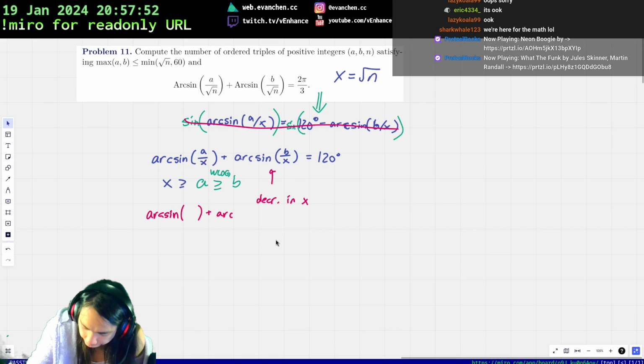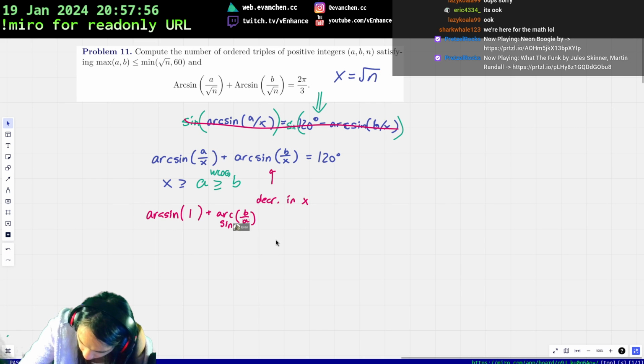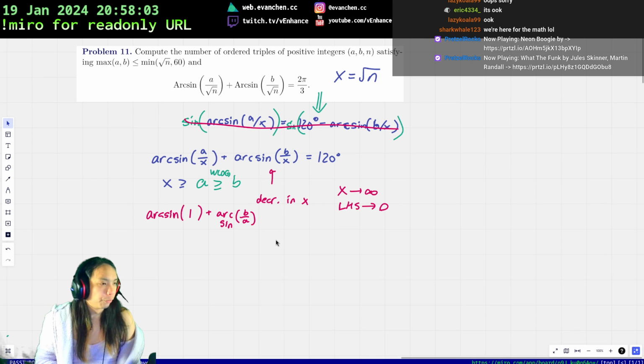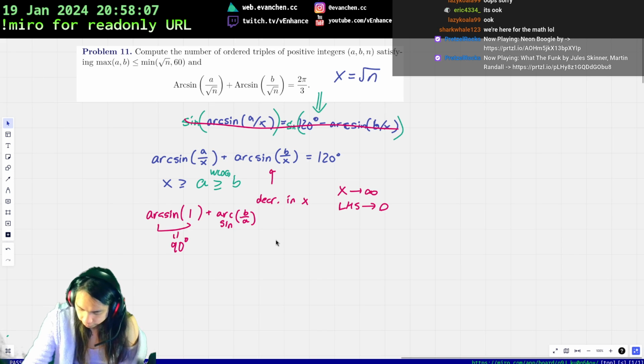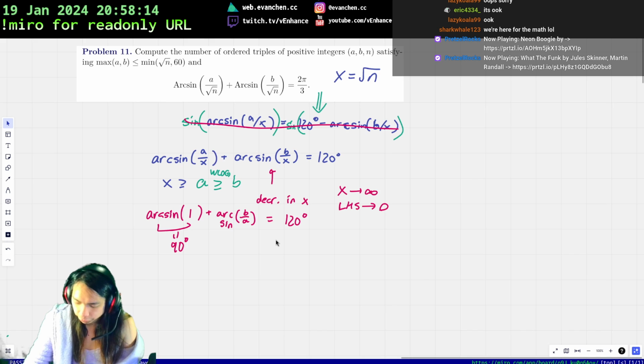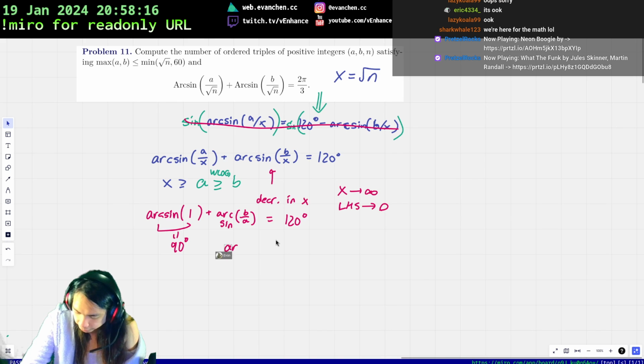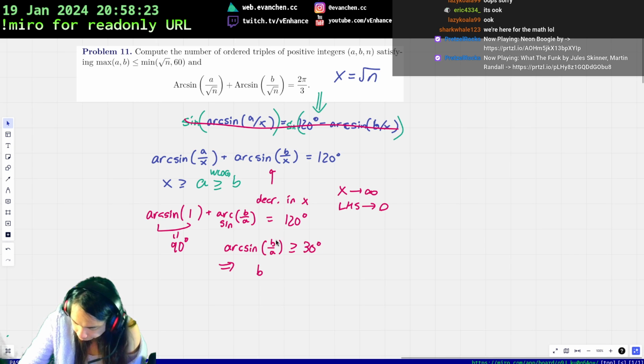Okay, so x is equal to a. Yeah, cool. So this is arcsine of b over a. And as x goes to infinity, the left-hand side goes to 0. So if this is 90 degrees, in order for there to be a solution, you need the biggest value of the left-hand side to be 120 degrees, i.e. you need arcsine of b over a to be at least 30 degrees, which I think should just be the same as b being at least 2a.